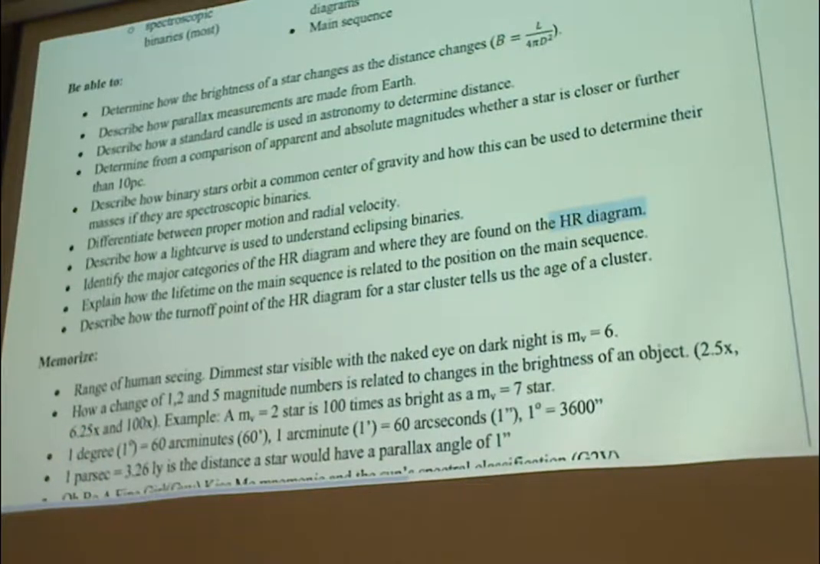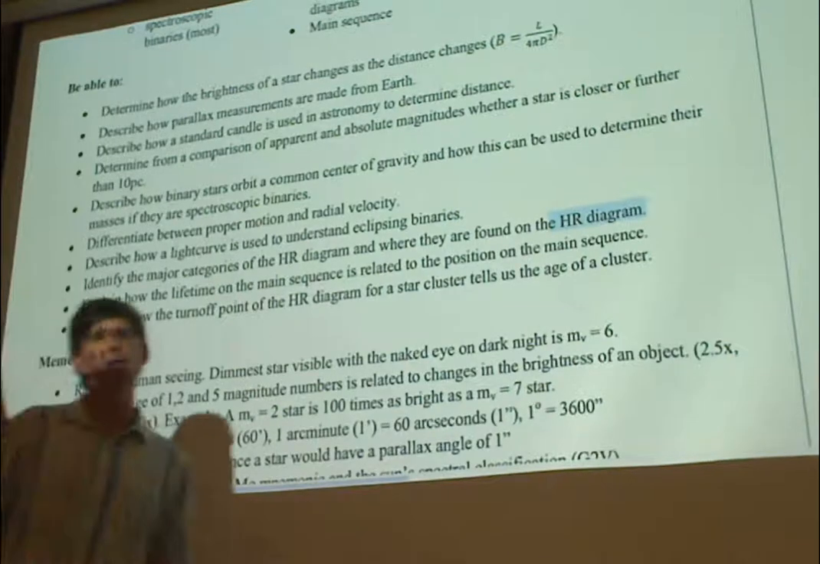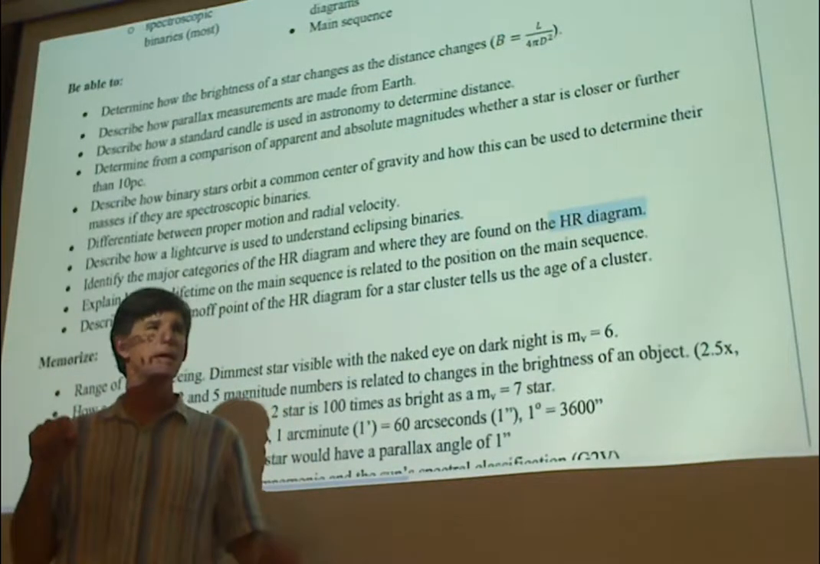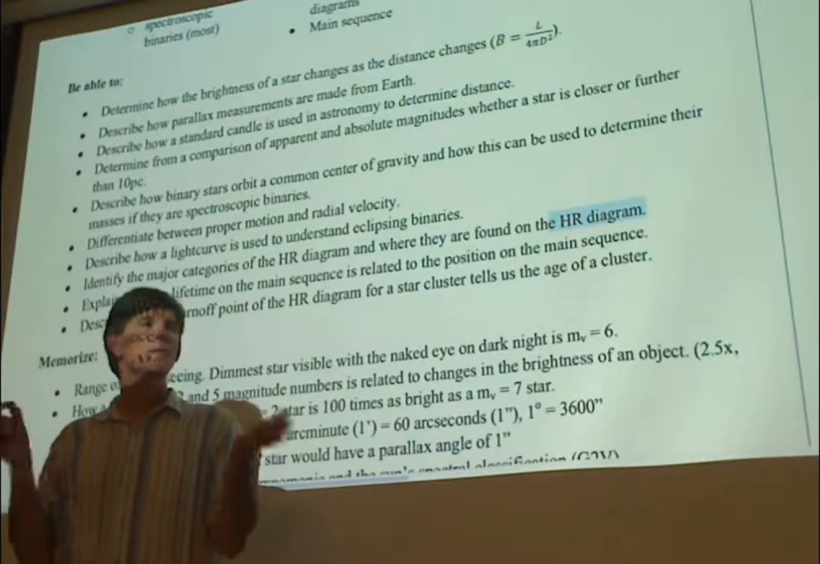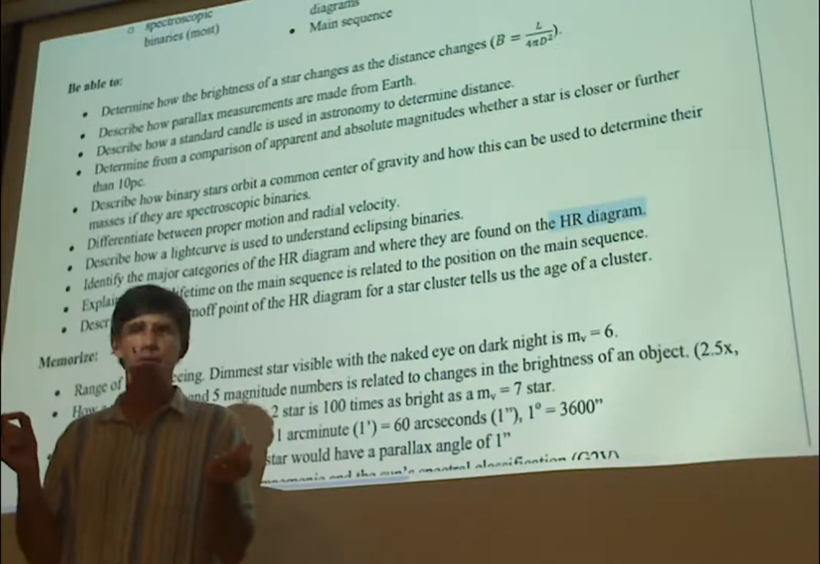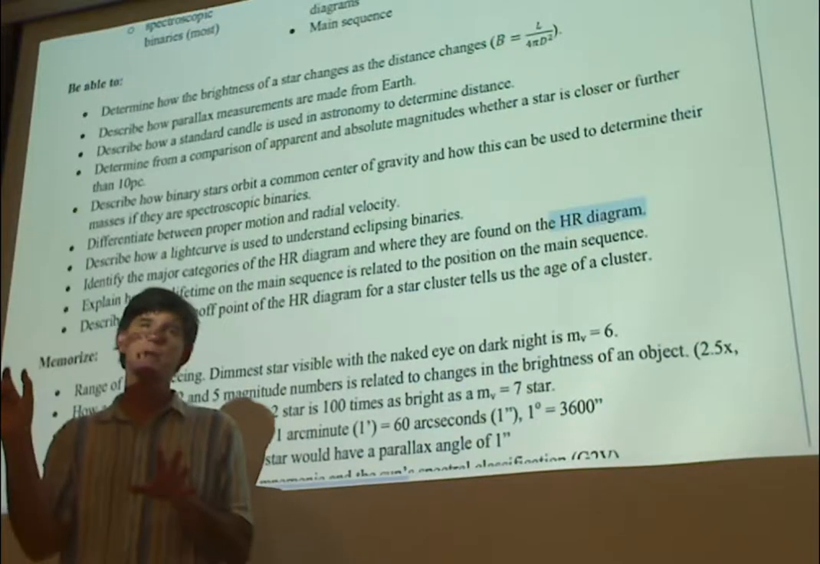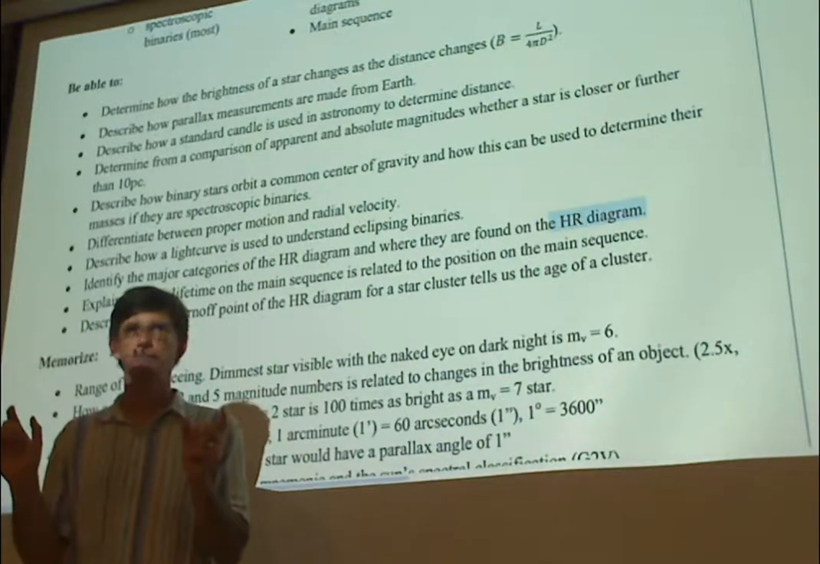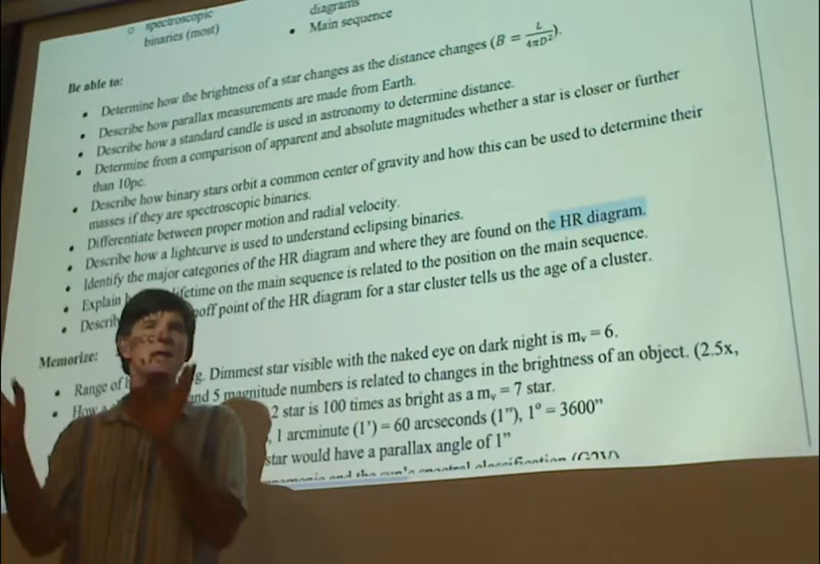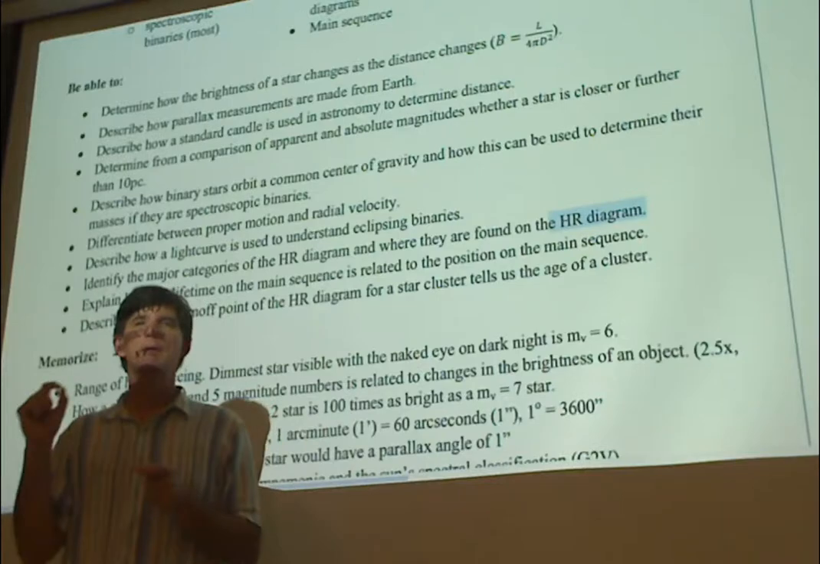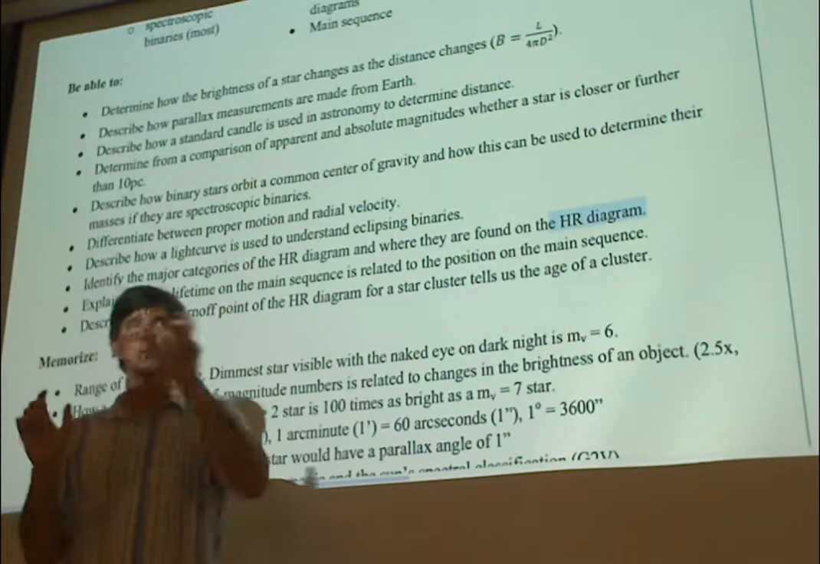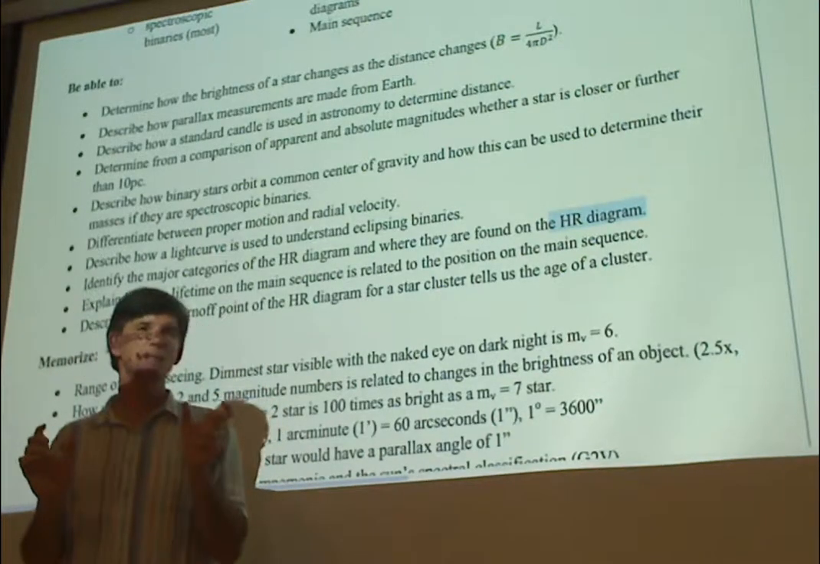Determine from a comparison of apparent and absolute magnitudes whether a star is closer or further than 10 parsecs. So if you look at a star's apparent magnitude, that's little m, and absolute magnitude, big M, the numbers are usually different, right? The only way that they would be the same is if what? How would apparent magnitude be the same as absolute magnitude? The star is located 10 parsecs from the Earth, and then it would have the same number.